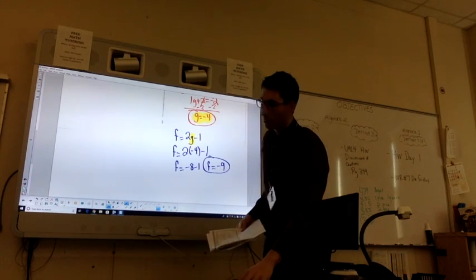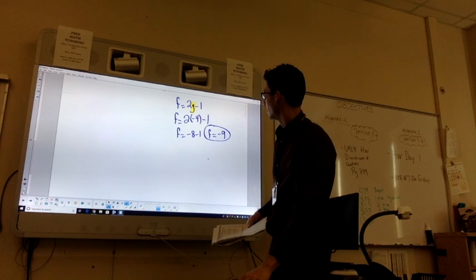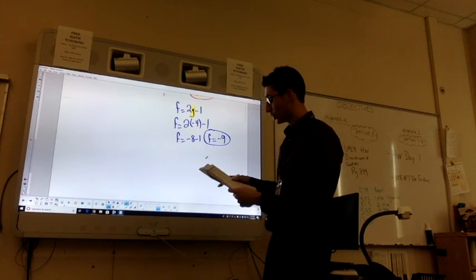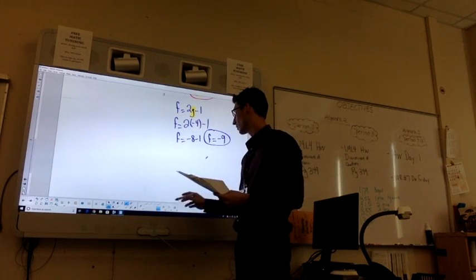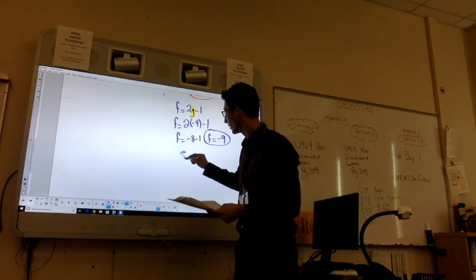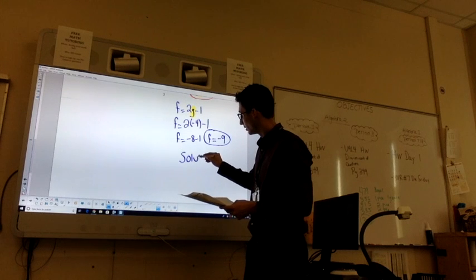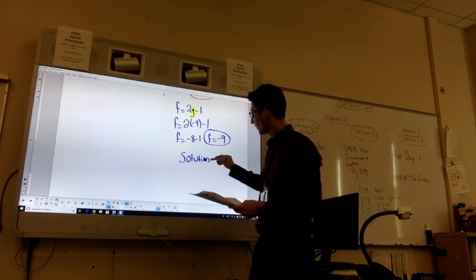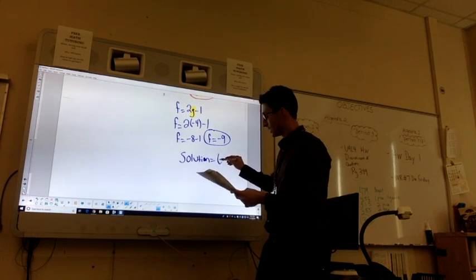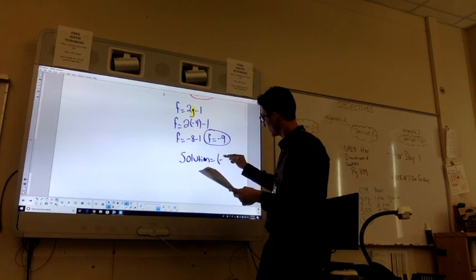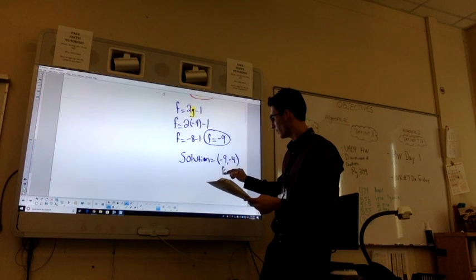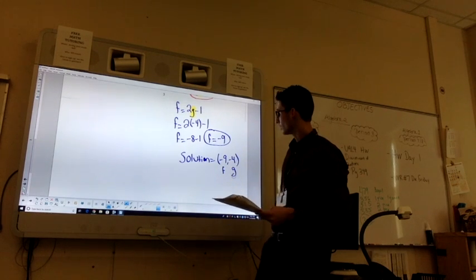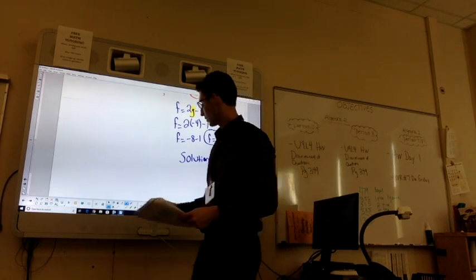Now I need to do my check. Again, to check, you want to check both solutions in each equation. So my solution here is f, g, which is negative 9, comma negative 4. Since it's not x or y, I'm going to label which one is f and which one is g. So let's do this check.